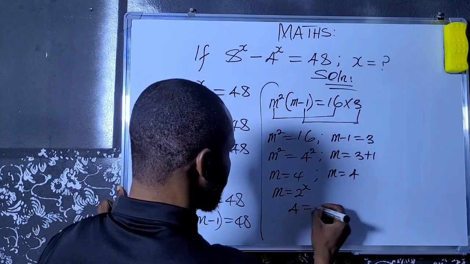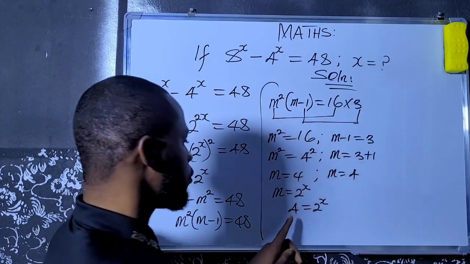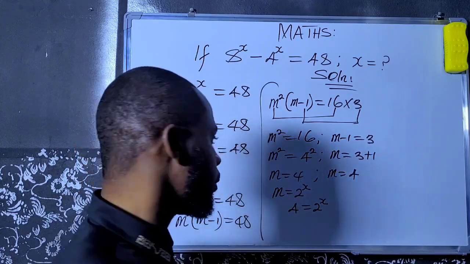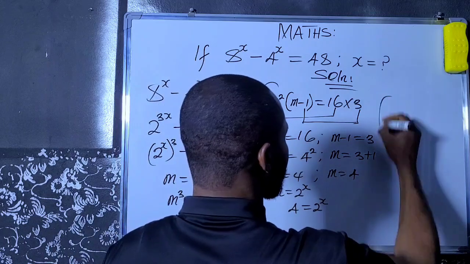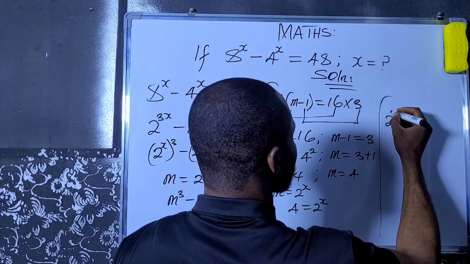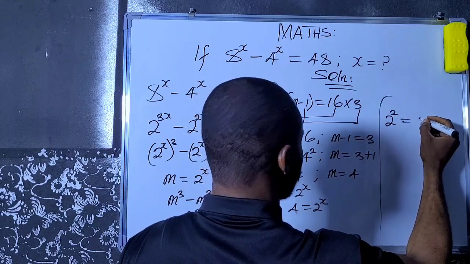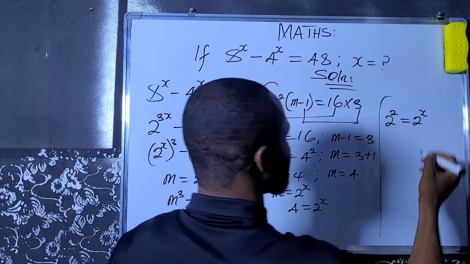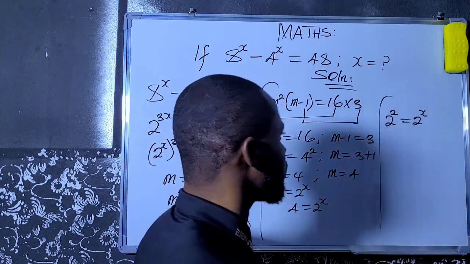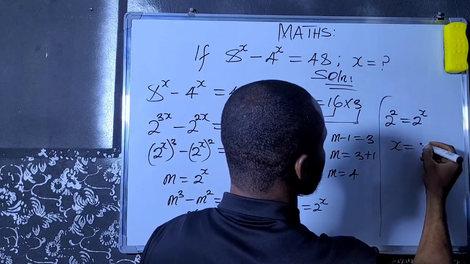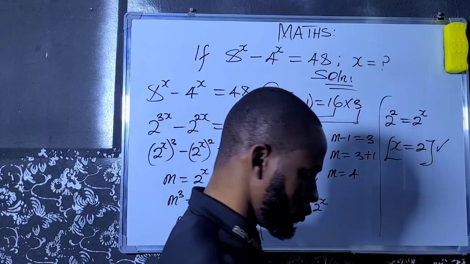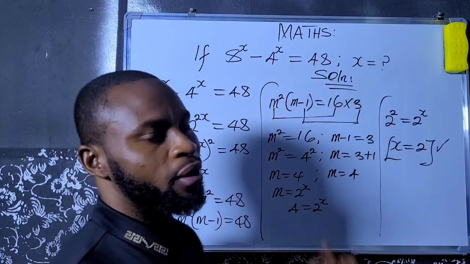Therefore, we have 4 equals 2 to the power of x. Then here, this is base 2, so express 4 also in base 2, and the equation becomes 2 to the power of 2, which gives us 4, equals 2 to the power of x. Since they have the same base, we are going to equate the powers. Therefore, x equals 2, and this is the value of x that will satisfy this equation.